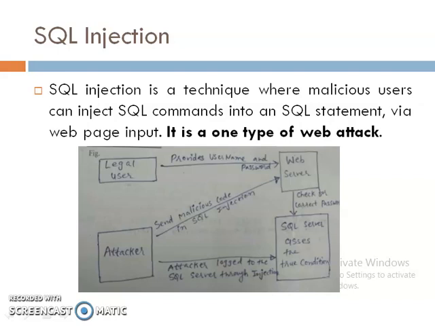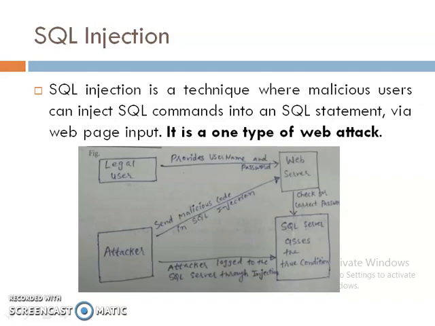Here, as shown in the figure, the legal user provides their credential information like username and password to the web server through the web application, and then the web server sends that request to the database server for checking for the correct username and password. Here the SQL server checks the true condition, and if the condition is matched, then access is granted to the legal user.